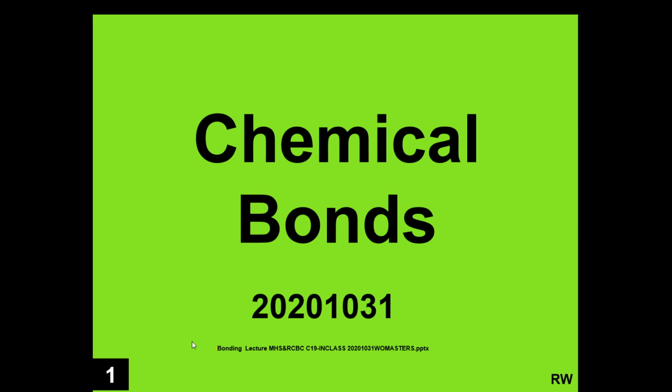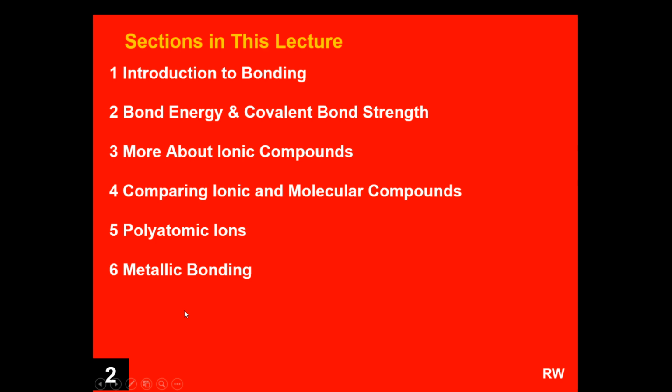There are multiple sections to this lesson. There are 6 different sessions, and some of those sessions are divided into subsessions. So first is Introduction to Bonding. Number 2 is Bond Energy and Covalent Bond Strength. Number 3 is more about ionic compounds. Number 4 is comparing ionic and molecular compounds. Number 5 is polyatomic ions. And section 6 is bonding.